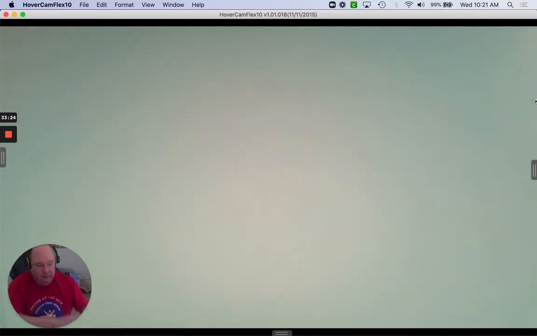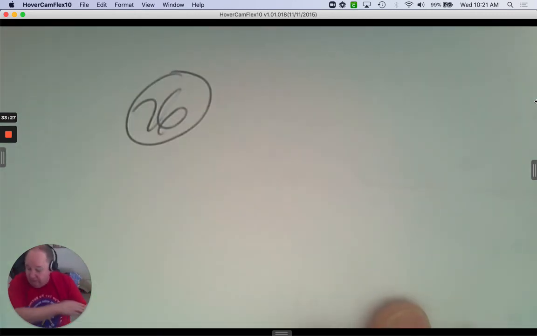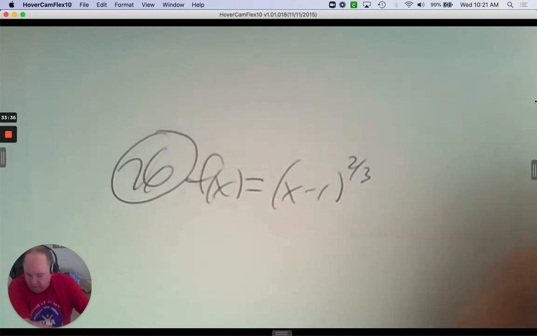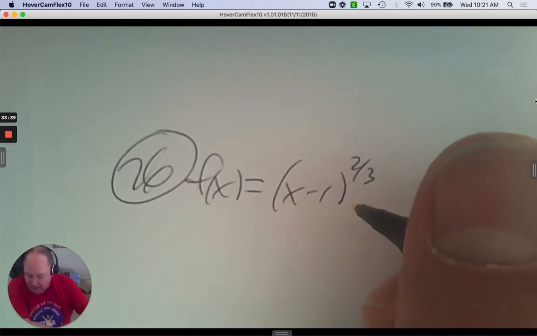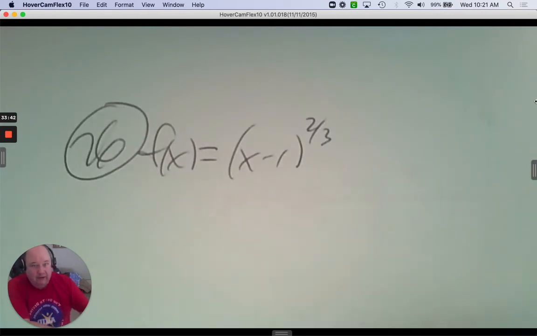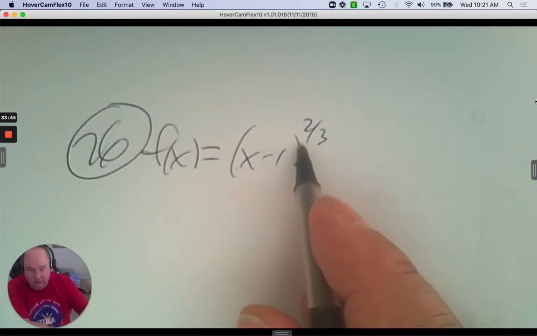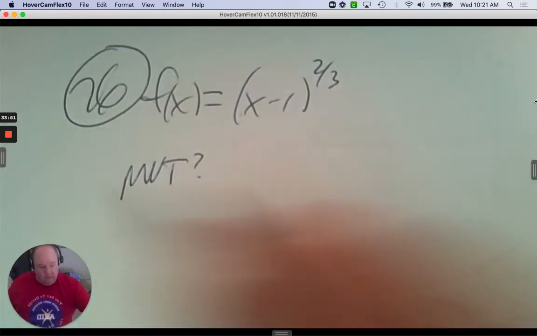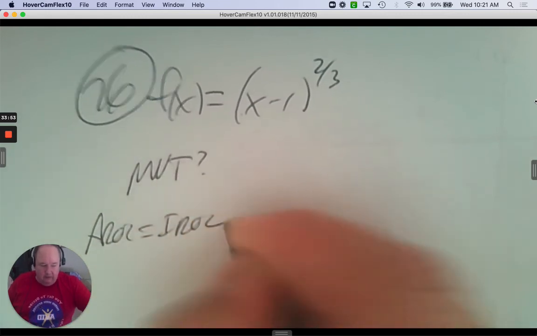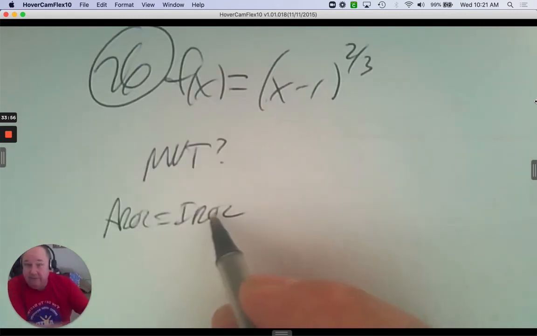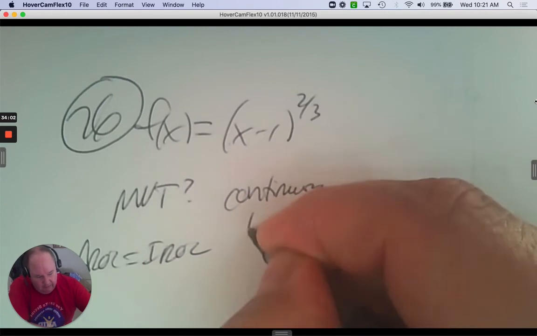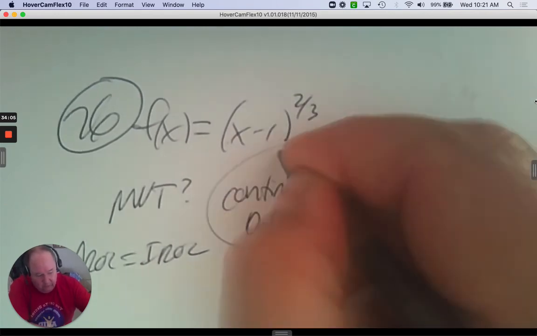All right, number 26. Two left. In number 26, if f of x equals (x minus 1) to the 2/3, the mean value theorem does not apply to which interval? To understand this, with (x minus 1) to the 2/3, the mean value theorem has two conditions for it to work. This is when the average rate of change equals the instantaneous rate of change. The function must be continuous, and it must be differentiable for this to work. Those are the two conditions.